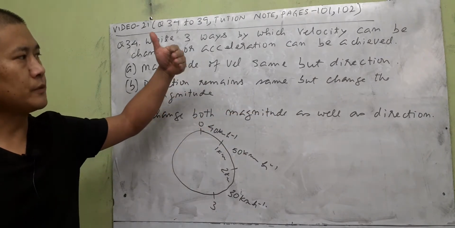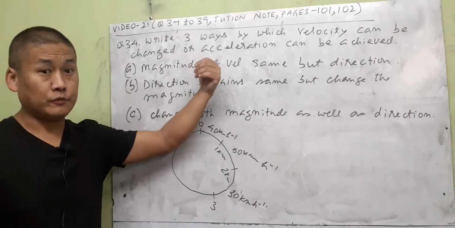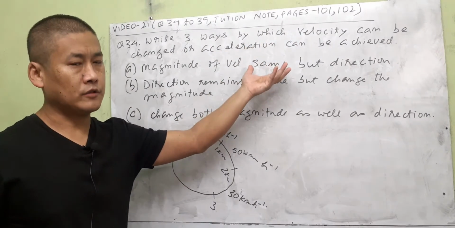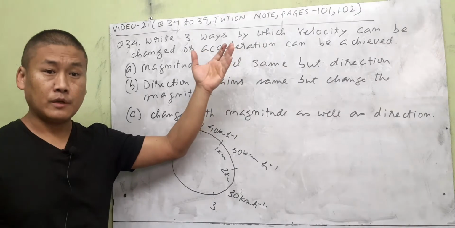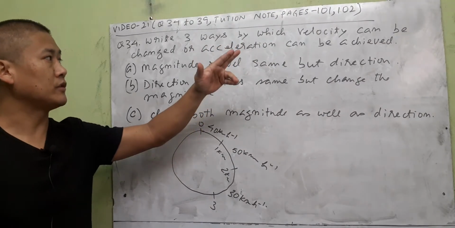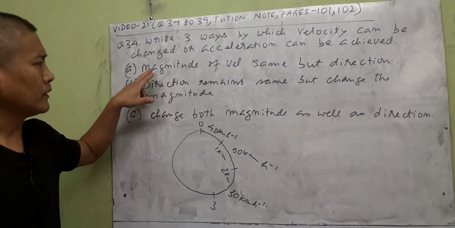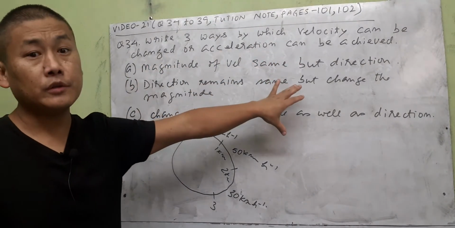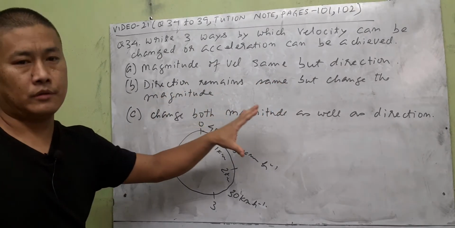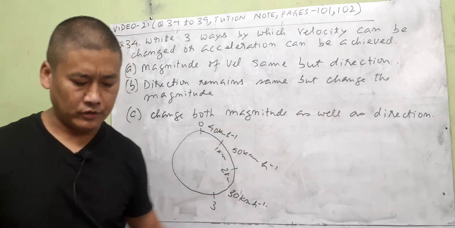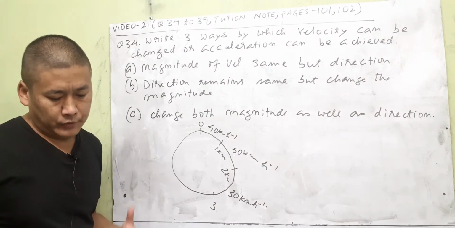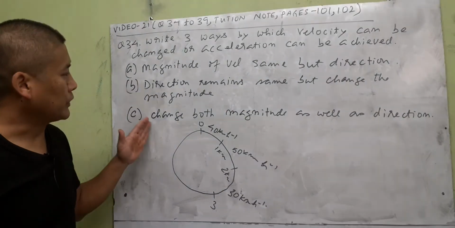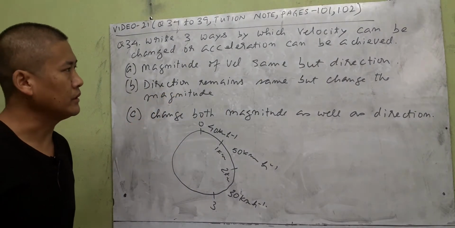So the three ways by which velocity can be changed, in other words, acceleration can be achieved, because change in velocity is acceleration. No change in velocity is zero acceleration, meaning no acceleration. So change in velocity or acceleration can be achieved by keeping the magnitude same and changing the direction, or keeping the direction same and changing the magnitude, right? Or change both magnitude and direction. So these are the three methods by which we can achieve change in velocity or acceleration.